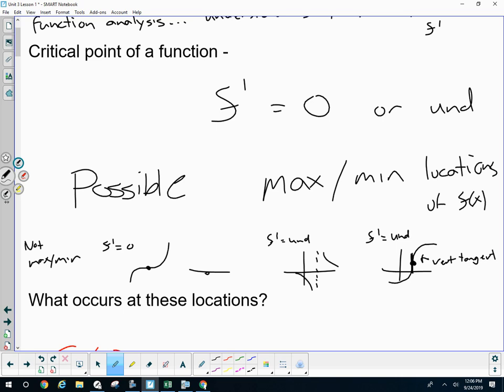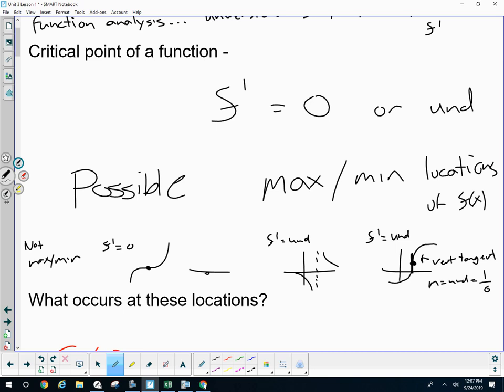What is the slope of a vertical line? It's undefined. It has a rise, it has no run. So vertical tangents, though you can see them, though you can sketch them, do not have a defined tangent slope value. Okay? So these are situations where at critical points, we do not have a max or min.